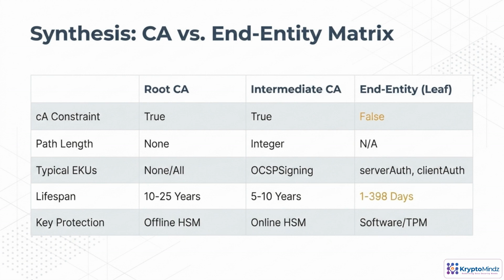Think of the three certificate types as different risk tiers. Roots are the most powerful, so they're tightly constrained, live for decades, and must stay offline in HSMs. Intermediates still have CA power, but with less scope, shorter lifetimes, and online HSM protection. End entity certificates have no CA privilege, very short lifetimes, and often just software or TPM key storage. Good PKI design keeps power near the top and exposure near the bottom.